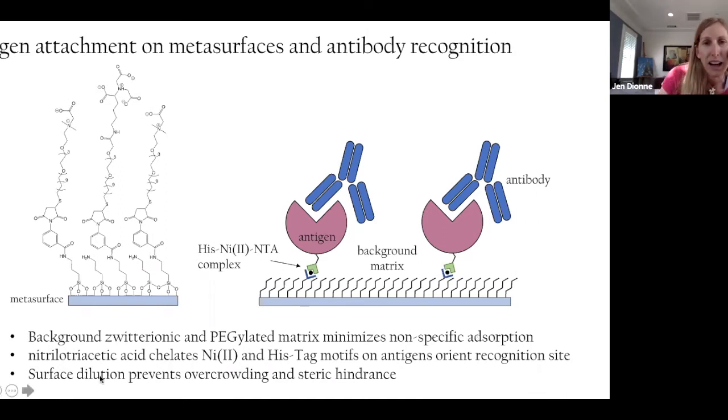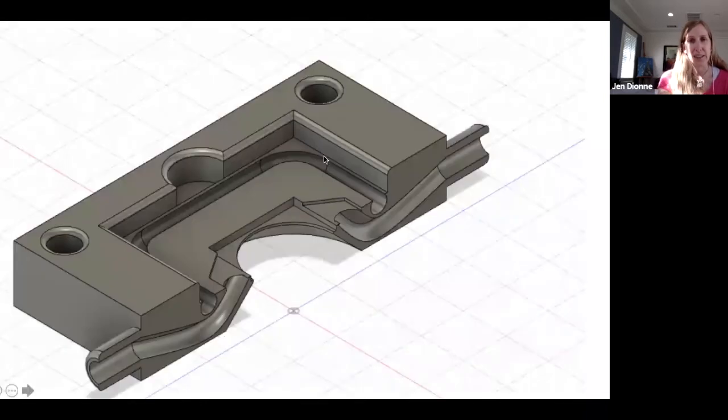We also have nitroacetic acid, which can chelate the histag motifs on the antigens to orient the recognition site. This is something that the ELISA assay doesn't have, so we can basically get oriented attachment of the antibody, so we can precisely control how they're binding to the surface and not have any steric hindrance that prevents the antibodies from binding. So it's been a fun approach that combines expertise in photonics with expertise in chemistry.